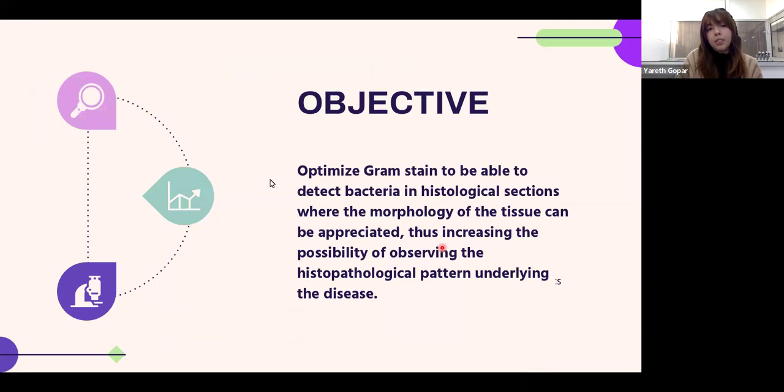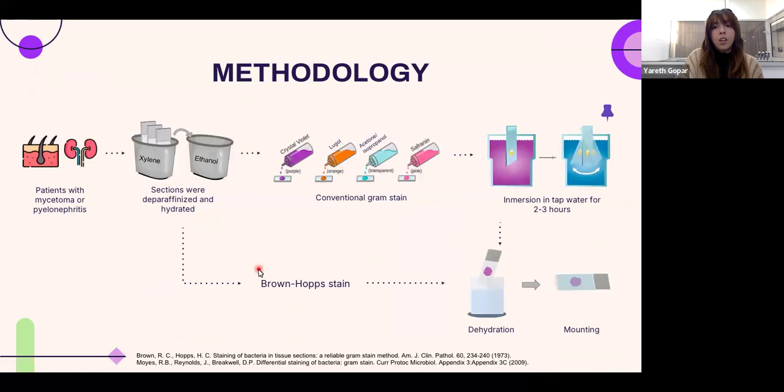Therefore, the objective of this work was to optimize Gram stain to be able to detect bacteria in histological sections where the morphology of the tissue can be appreciated, thus increasing the possibility of observing the histopathological pattern underlying the disease. The methodology consisted in obtaining serial sections of patients with mycetoma or pyelonephritis. These sections were deparaffinized in situ and hydrated in decreasing concentrations of ethanol.